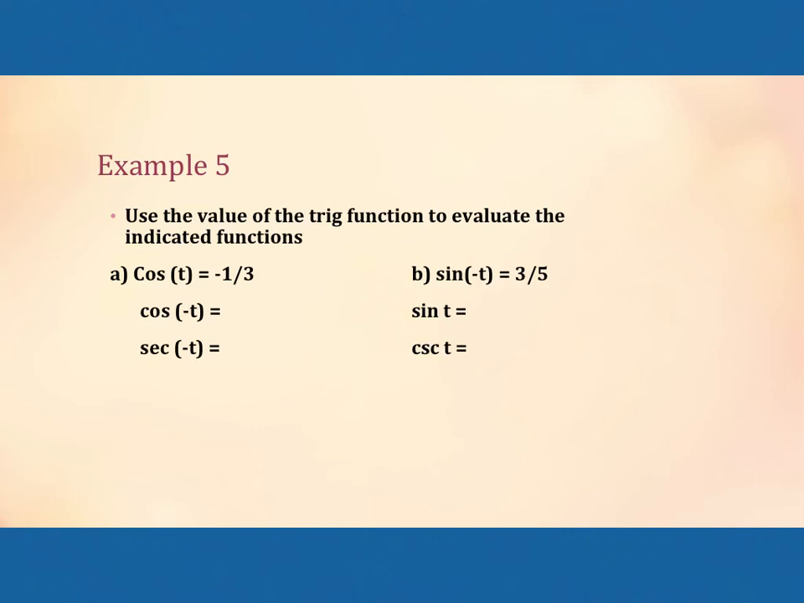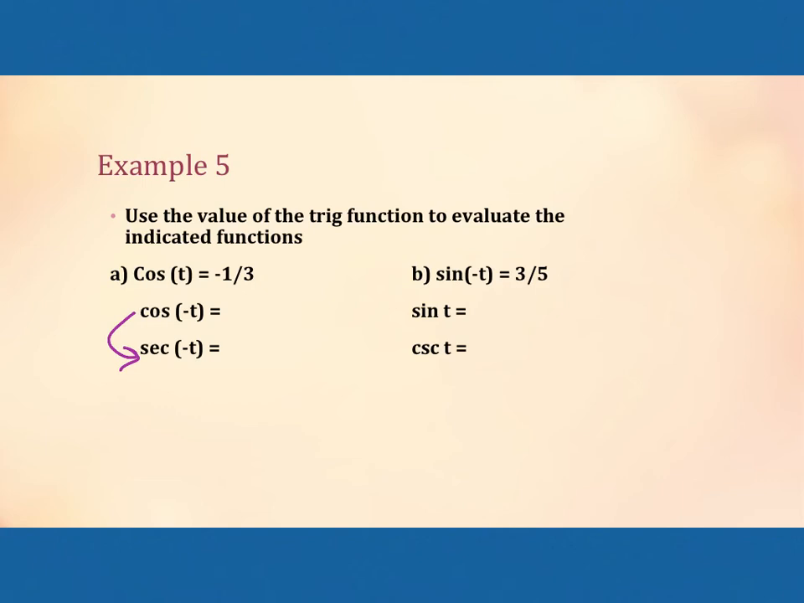All right, use the value of the trig function to evaluate the indicated functions. So A is giving you that cosine of t is negative 1/3. When these values are not on your unit circle, this is when you can draw yourself a triangle, okay? So if I'm missing a side, I use the Pythagorean theorem. But these are direct relations of the other ones, right? Cosine and secant are reciprocals of each other. So I don't need a third side.